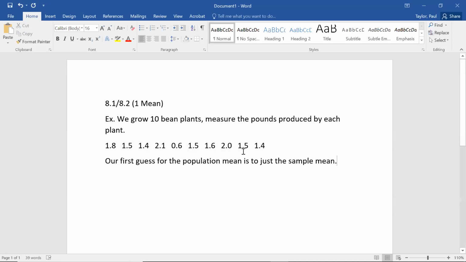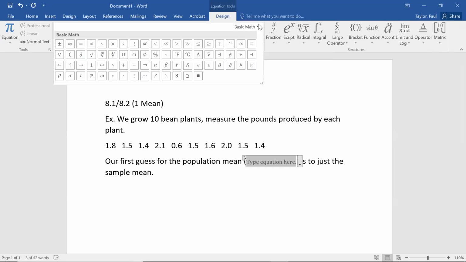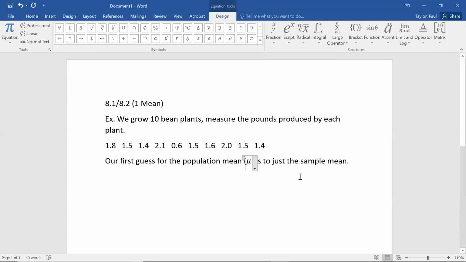And we're going to have a symbol for the population mean. We're going to use the letter mu, the Greek letter mu, that I often used for mean earlier in the semester.